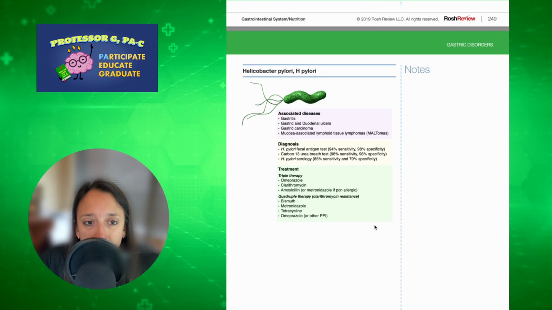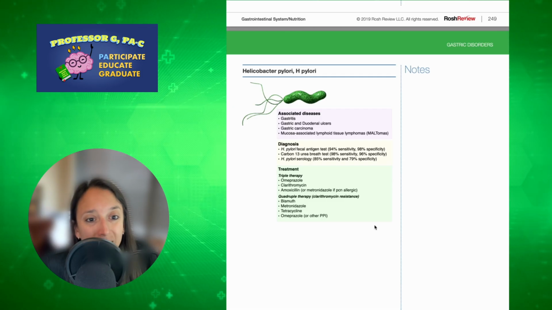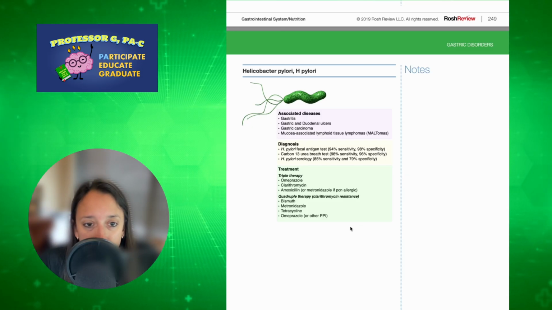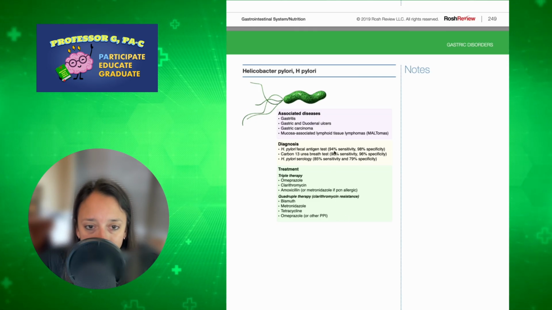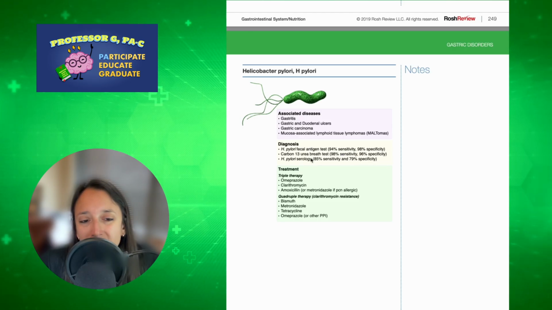H. pylori specifically, so we know that H. pylori can cause gastritis, it can cause ulcers, and it can cause cancer. It's the most common cause of gastric carcinomas. As far as diagnosis, again, we have several options, but we often do the H. pylori breath test because it has the best sensitivity and specificity combined. Serology, we can also do as a blood test.